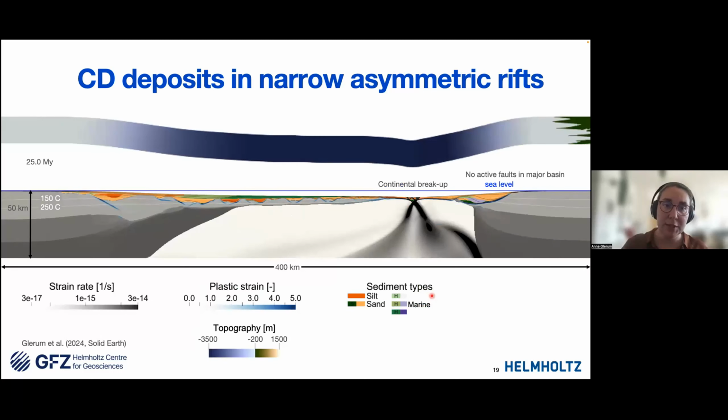But then with time, rift migration stops, the rift stabilizes, and we no longer have active faulting in the major basin. So there are no more ore formation scenarios in the major basin.